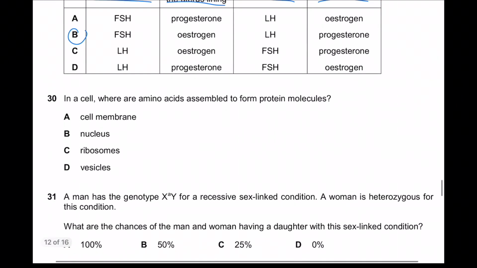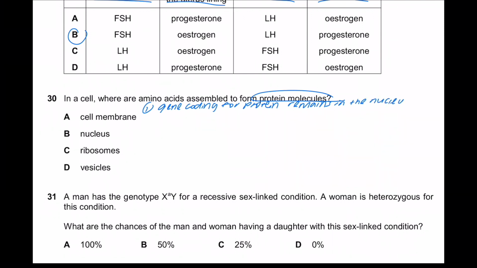Next question, in a cell where are amino acids assembled to form protein molecules? So how protein is made is that, first of all, the gene coding for protein remains in the nucleus. Then the mRNA molecules would carry a copy of the gene to the cytoplasm.